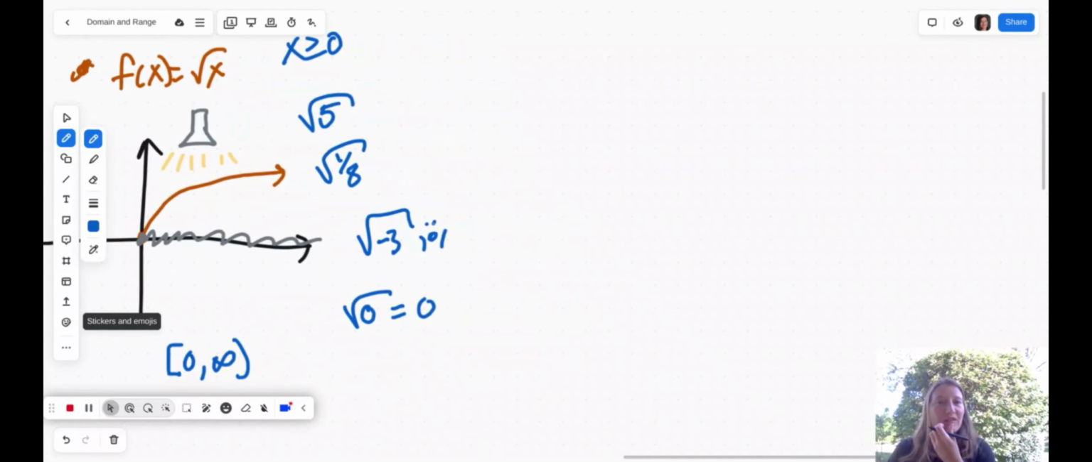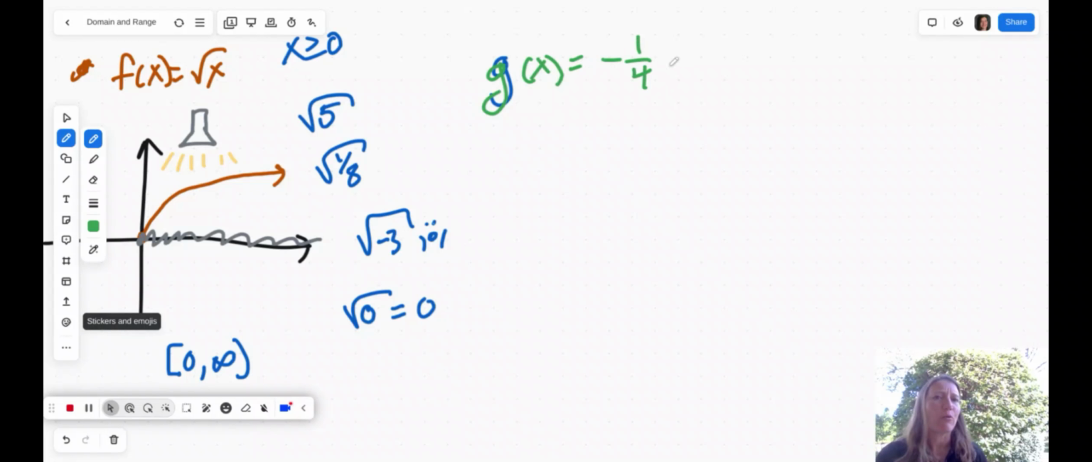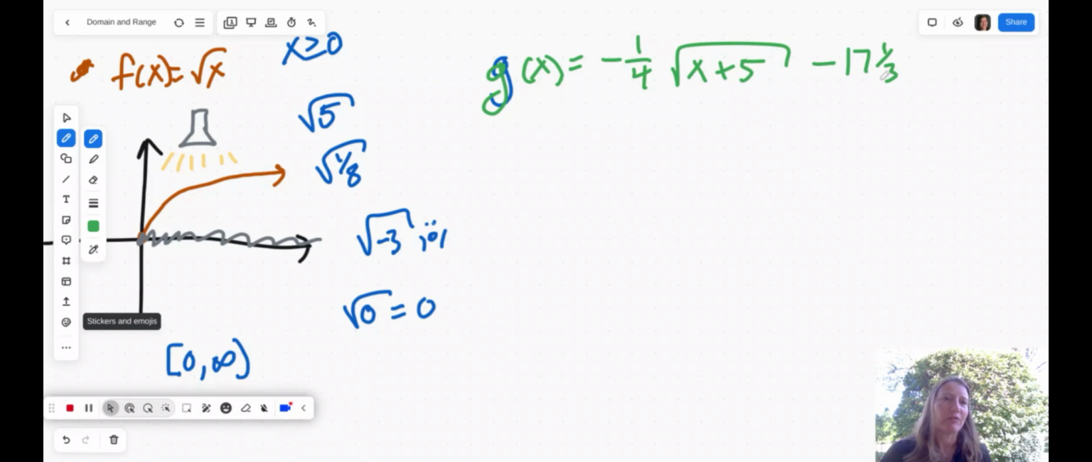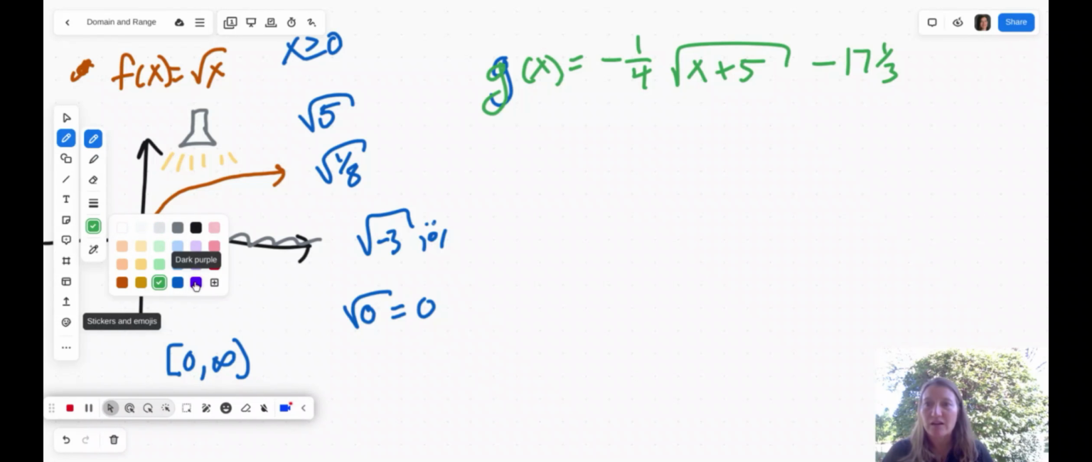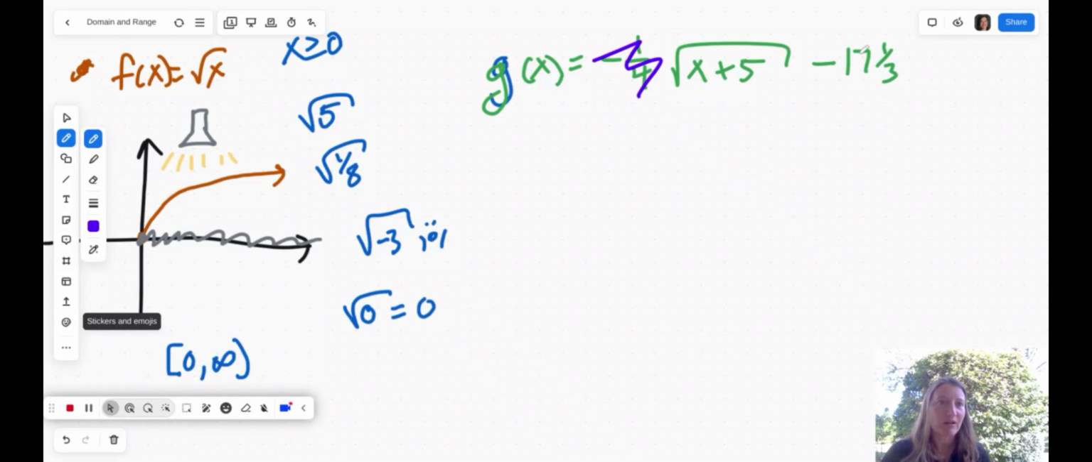If I put something under that square root that is different than just x, so now let's say I had g of x, trying to change the color here, it's not taking, there we go. So I have g of x equals, and I'll put a negative 1/4, why not, x plus 5 minus 17 and 1/3. Okay. Just like over in rational function land, we're not going to care about all of this stuff. We're not going to care about any of that stuff. All we care about is what's in our important part of the function, the toolkit part of the function, or the parent part of the function, if you want to think of it that way.